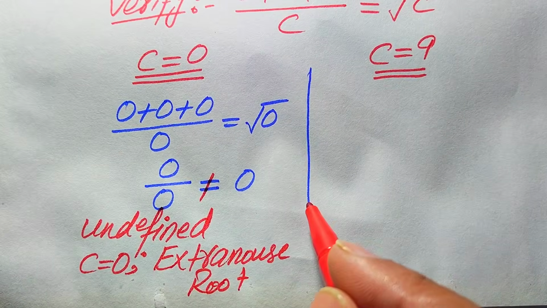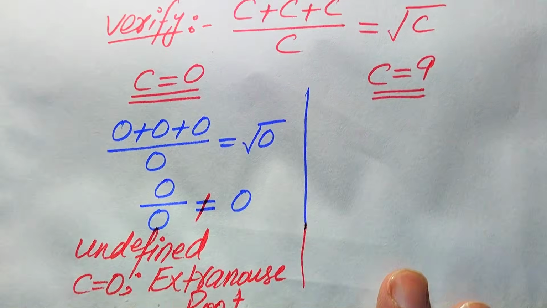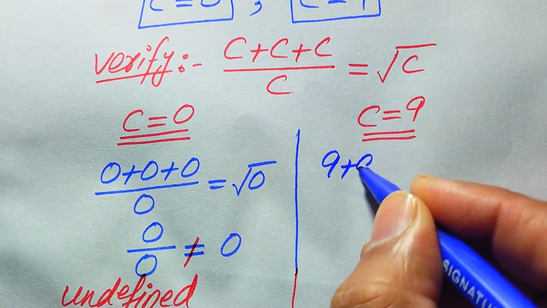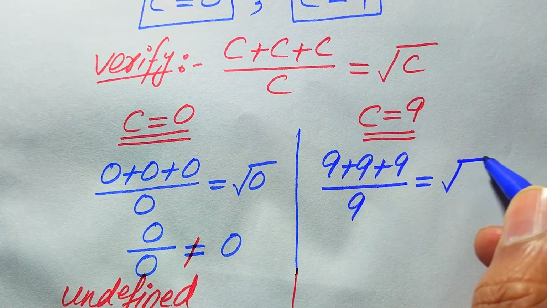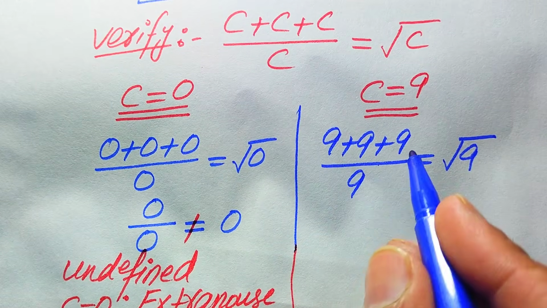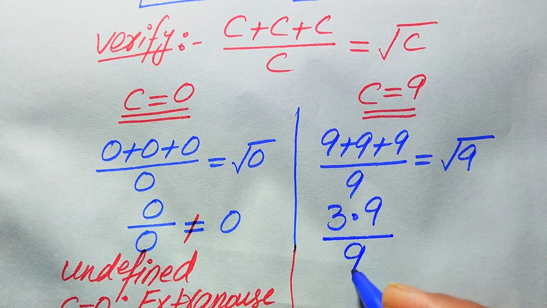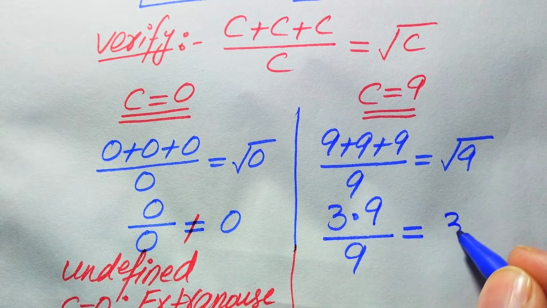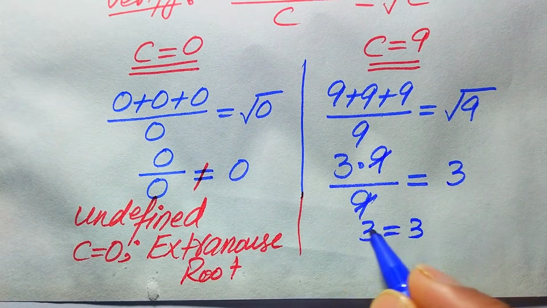Now in the same pattern we need to verify the second value of c, which is c equals 9. We substitute this value of c on both of the sides, and it becomes 9 plus 9 plus 9 divided by 9 equals the square root of 9. In the next step, 9 is added 3 times, and we write it as 3 multiplied by 9 divided by 9 equals, here the square root of 9 becomes 3, and this 9 and this 9 cancel, and we get 3 equals 3.